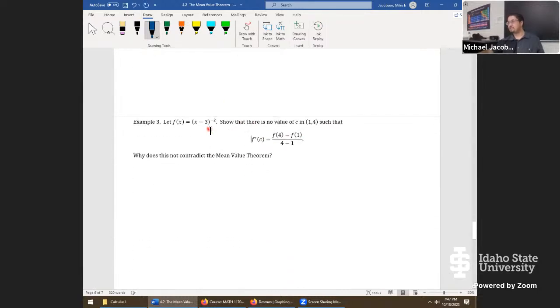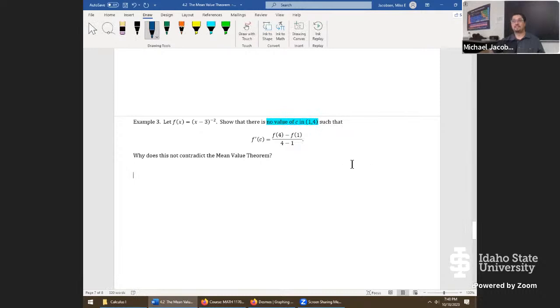So f of x is not a polynomial. We have a rational function this time. It's x minus 3 to the power of -2. Or you could write it as 1 over x minus 3 to the positive power of 2 if you like. It says, show that there is no value of c in (1, 4) such that the derivative of f at c equals f of 4 minus f of 1 divided by 4 minus 1. So that's the whole problem.